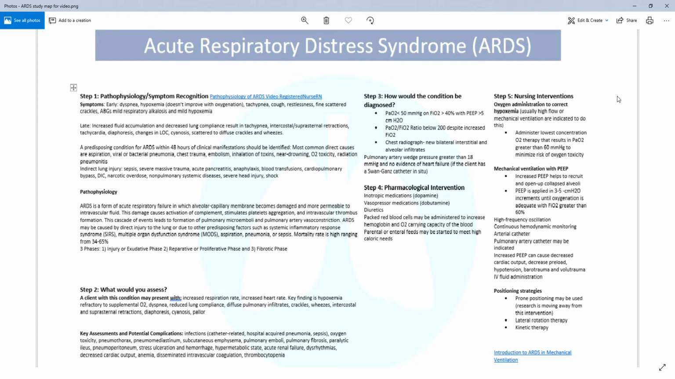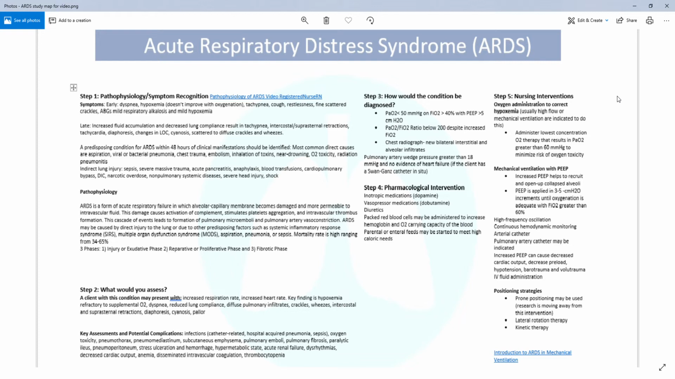Step 5 are listed nursing interventions. So what is it that the nurse is going to do with a client with this disease condition? For example, in this ARDS study map, I talk about oxygen administration to correct hypoxemia. And if there are any advanced concepts such as mechanical ventilation, I will often list these as well and attempt to explain them to you.